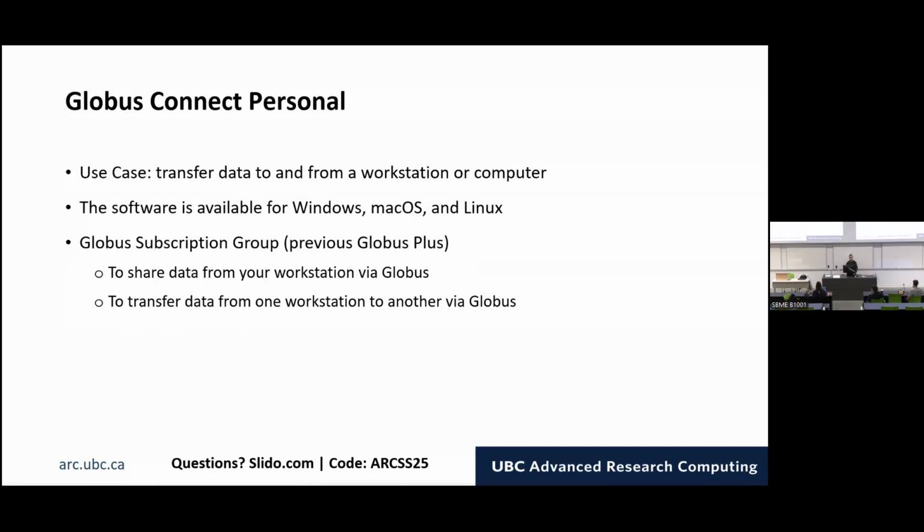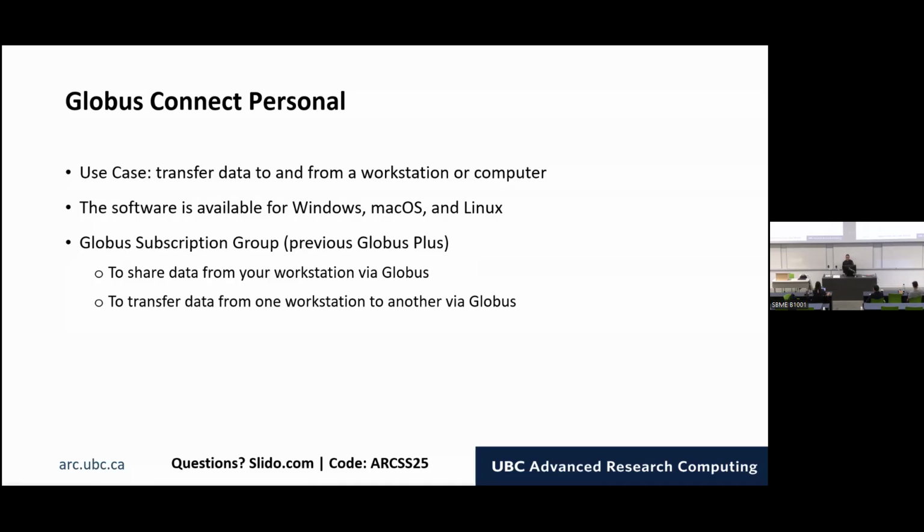We mentioned that you can transfer data to and from a workstation. So how do you do that? Because the endpoints I mentioned previously are managed by system administrators of the various institutions. Well, Globus has a tool called Globus Connect Personal, which is software you install on your computer, which enables you to give permission that certain folders on your computer are visible through Globus, which allows you to transfer data to and from those folders to any of the other endpoints. This software is available on Windows, Mac OS, and Linux.